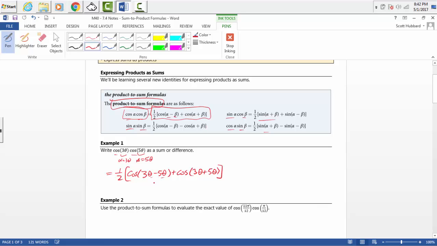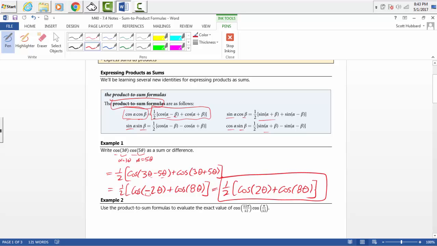These are like terms now, so this becomes 1/2 times cosine of 3 minus 5, which is negative 2 theta, plus cosine of 3 plus 5, which is 8 theta. We could leave it like that, except I'm going to use one more identity: I know that cosine is even, so this negative doesn't matter at all. This becomes cosine of positive 2 theta plus cosine of 8 theta. And that is the answer.